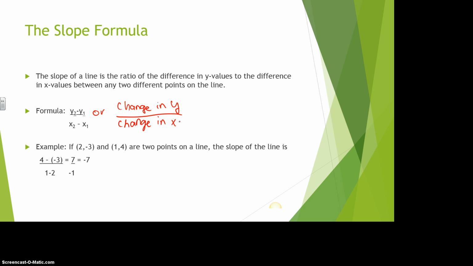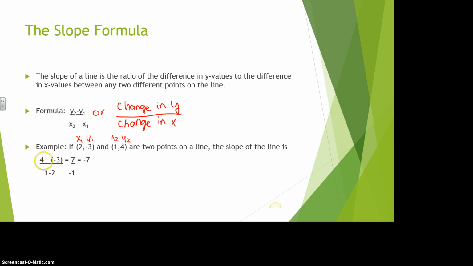So here we have an example, and I'm going to walk you through this and then we'll continue with some more examples. The first example says, if (2, -3) and (1, 4) are two points on a line, the slope of the line is what? So we need to find the slope of the line. We can label this as x1, y1, x2, y2, and using the formula y2 minus y1 over x2 minus x1, we can solve this.